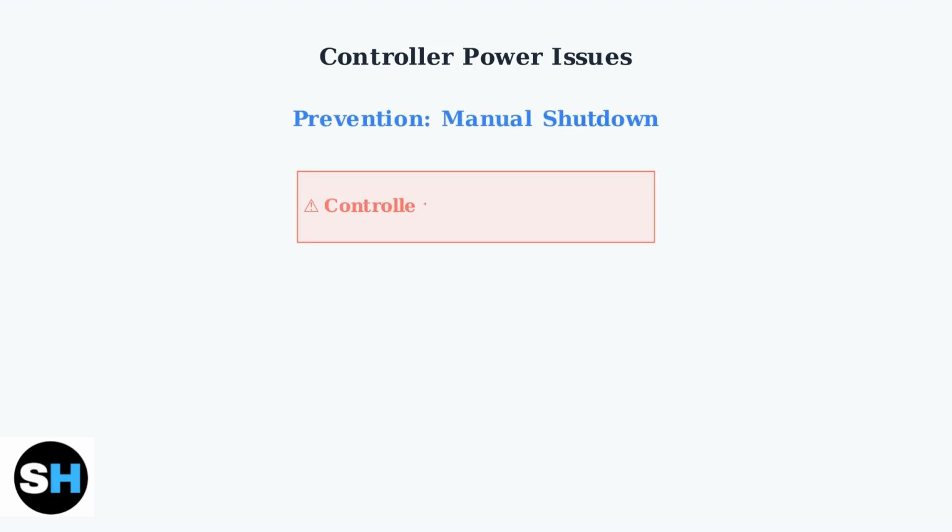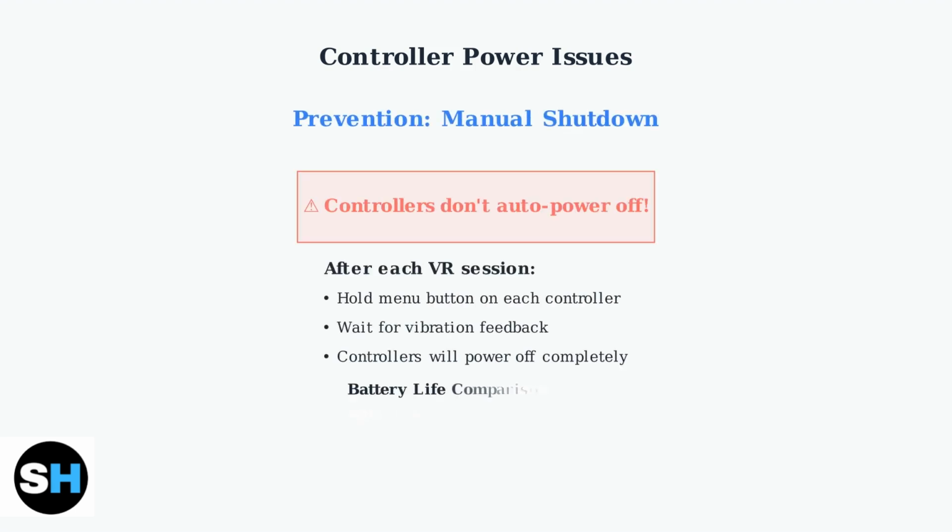Here's a crucial tip to prevent future issues. MetaQuest Pro controllers don't automatically power down when the headset is turned off. This leads to significant battery drain even when not in use. Always manually power off your controllers after each session by holding the menu buttons until they vibrate.